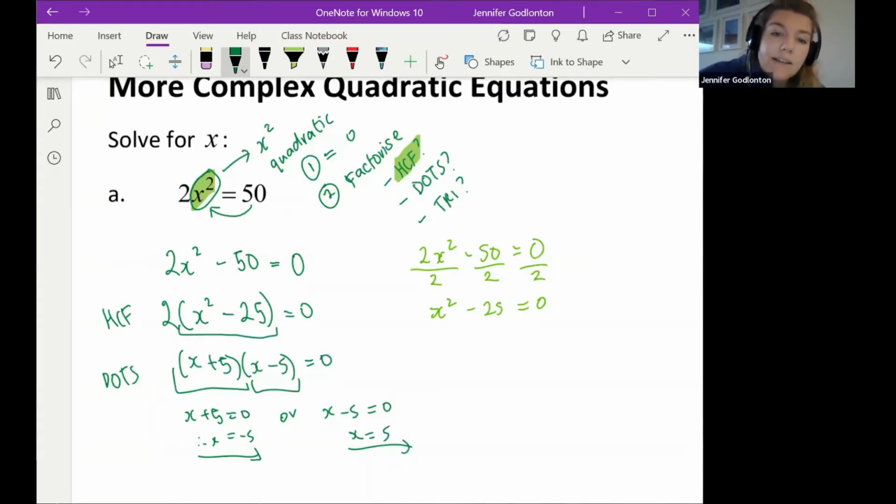And if we have an x squared, we're always going to have 2 answers. If we have an x cubed in a situation, we would have 3 answers. If we have a single x, we have 1 answer. So if you don't have 2 answers and you have an x squared, then you know you've gone wrong somewhere.